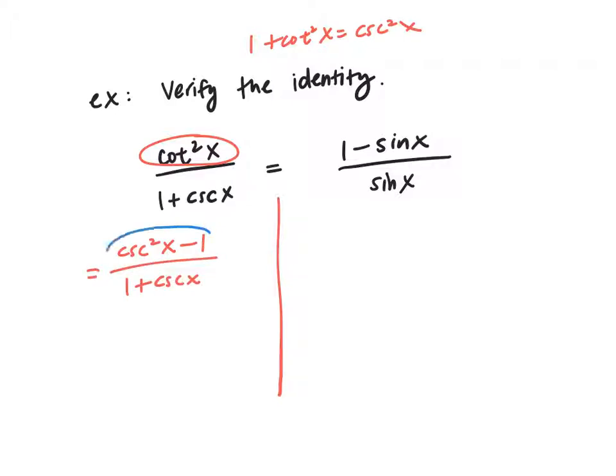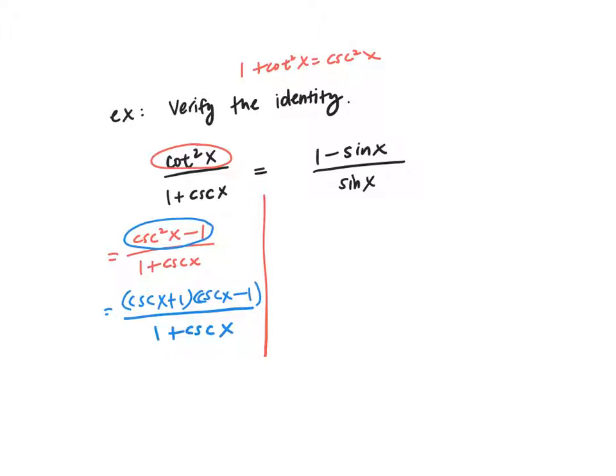And then I notice that the numerator is a difference of two squares, so I can factor that out, right? Cosecant of x plus 1 times cosecant of x minus 1, because it's a conjugate. If I were to FOIL this out, the middle terms would cancel out and you would end up with cosecant squared x minus 1. And the whole thing is over 1 plus cosecant x. But notice that 1 plus cosecant of x, these two binomials, I can cancel them out. And I end up with cosecant of x minus 1.